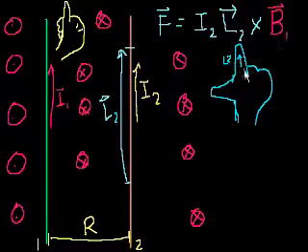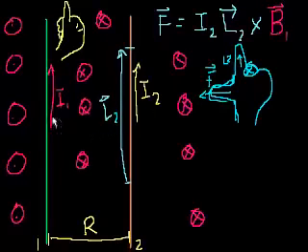The magnetic field, we already know, goes into the page. So my index finger is going up, and my middle finger is going into the page. And my thumb is in the direction of the force on the wire from the magnetic field. So that's the direction of the force. So there you have it.